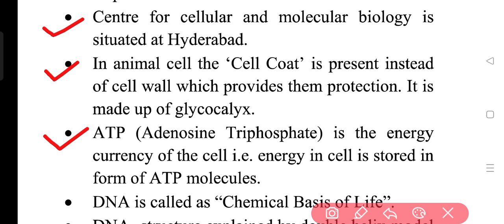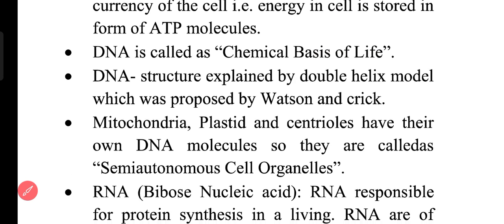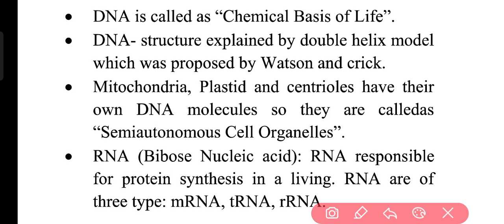Next point, ATP, adenosine triphosphate, is the energy currency of the cell. That is, energy in the cell is stored in the form of ATP molecules. Also, you know that mitochondria are called the powerhouse and ATP is called the currency of the cell. Okay. Let's go to some important points. DNA is called the chemical basis of life. Previously we said the physical basis of life is protoplasm. In that way, DNA is called the chemical basis of life.